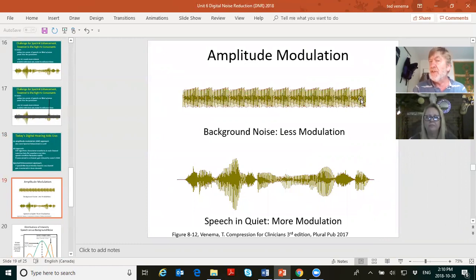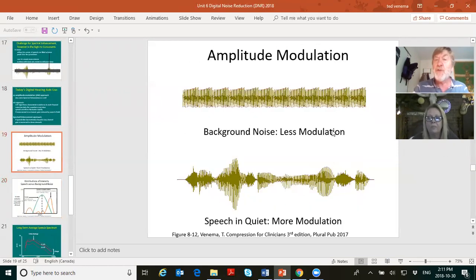Fairly steady in intensity over time. I've made it fluctuate a little bit. Now look at speech. Speech is, wow, wow, wow, wow. It's staccato, the Italian word in music, staccato. It's choppy. So speech in quiet has more modulation. Background noise has less modulation.